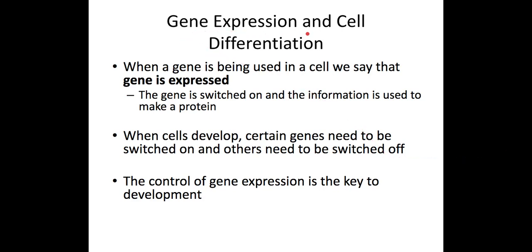So, gene expression and its correlation with cell differentiation. So, when a gene is being used in a cell, we can say that a gene is being expressed by the cell. And this essentially means, in more basic terms, that the gene is switched on and the information is used to make a protein in the cell to assist in creating a function for the cell. So when cells develop, certain genes will need to be switched on and expressed, and others will need to be switched off, so they are not expressed. And the control of gene expression is the key to development of cells.